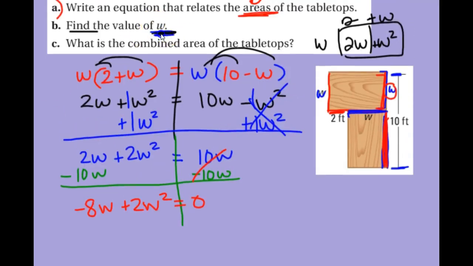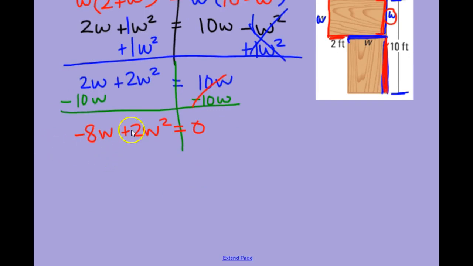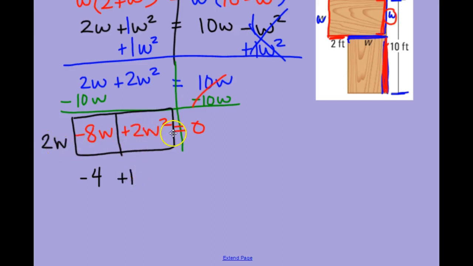Now, I need to find what w is. Well, I know I can factor out what these have in common now. I know this seems like a lot of steps, but that's what we've been practicing, factoring out what they have in common. These are both multiples of 2, and they both have a w. So what's left over? 2 times negative 4 would give me negative 8. There's already a w there. 2 times 1 would just give me 2, and there's already a w, so I need one more, w squared.